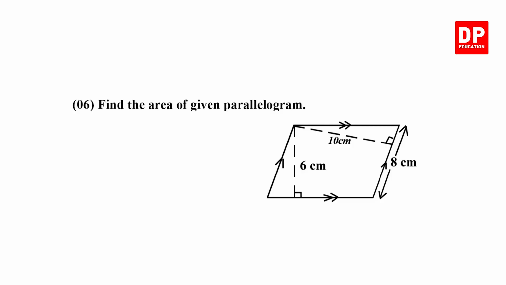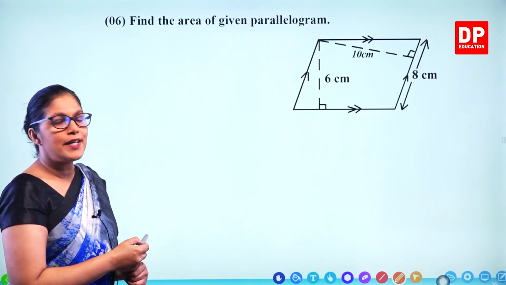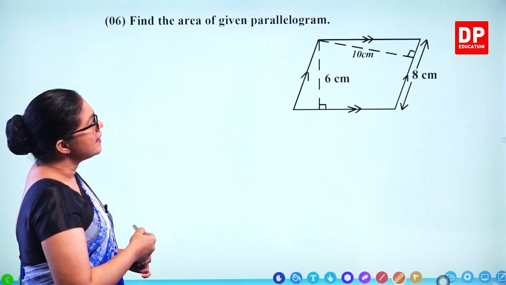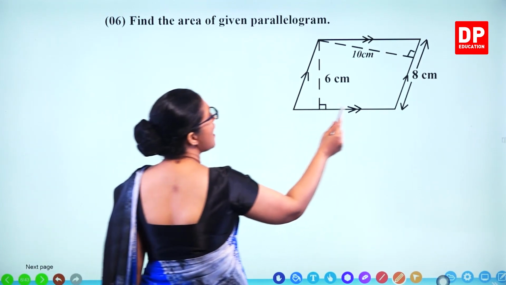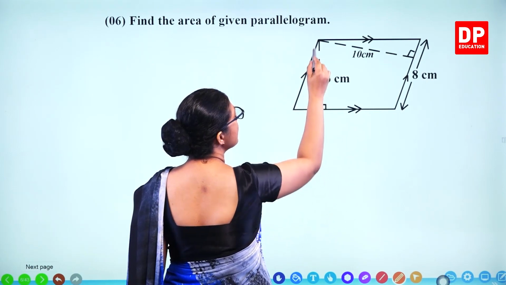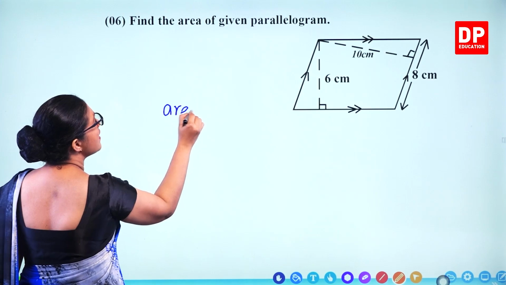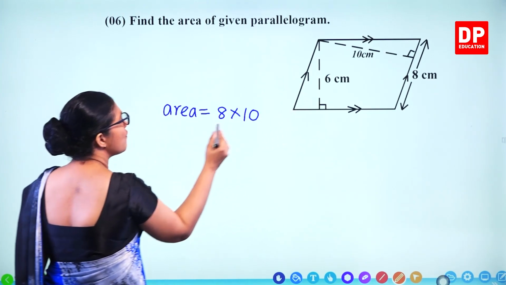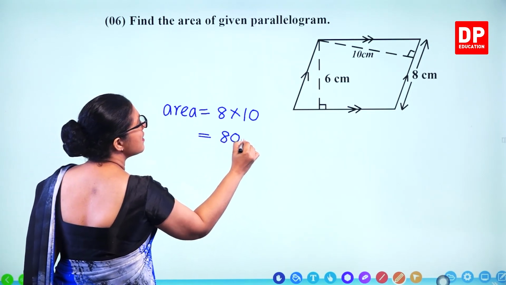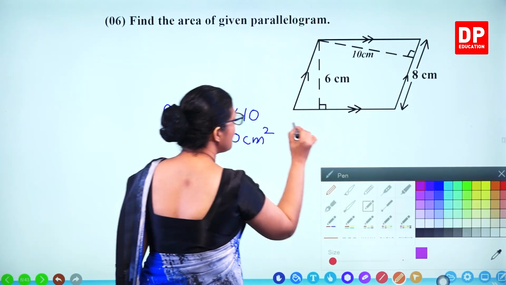Question number 6. Find the area of the given parallelogram. How do you find the area? Length into perpendicular height. You can't take this side because we don't know the length of this side. We can take the base as 8. So area is 8 times 10. Perpendicular height is 10 for that. 80 square centimeters. 2 marks.